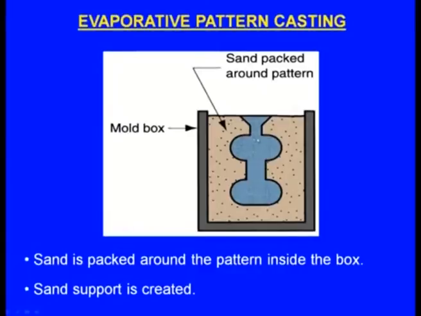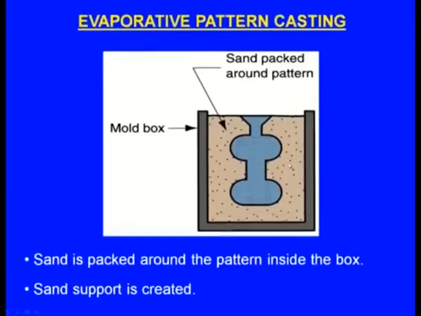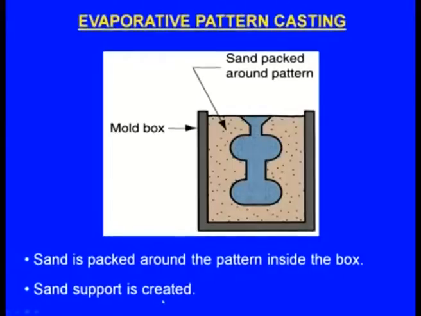Now, you see here we have to take a molding box, only one molding box, not two boxes. Inside the molding box we have to place the pattern. Remember, this pattern is already coated with a refractory slurry, means a thin coating is created. Now, that pattern we have to place inside the molding box. Then dry sand is packed around the pattern. Then sand support is created around the pattern.